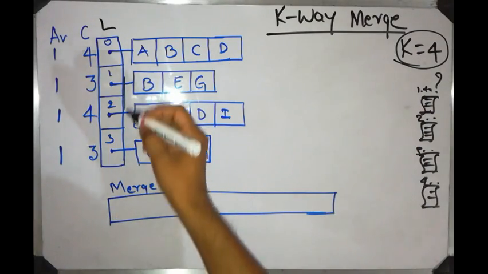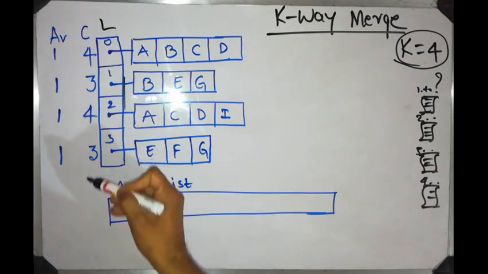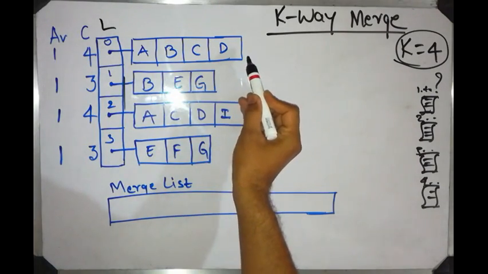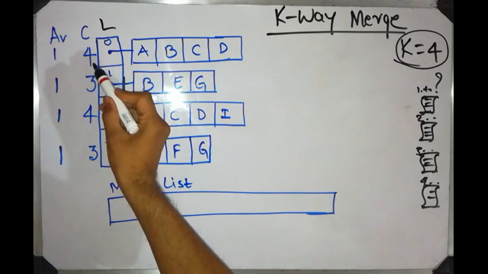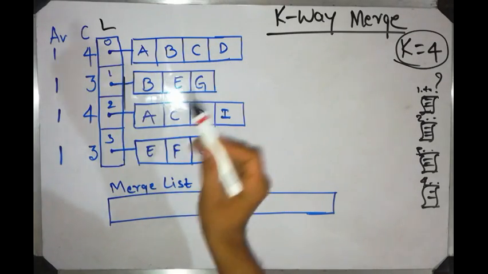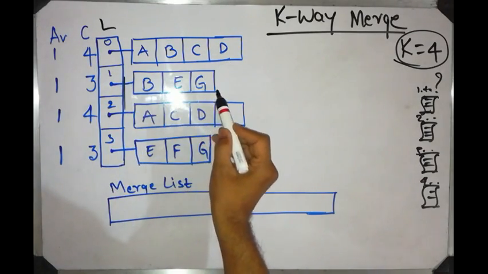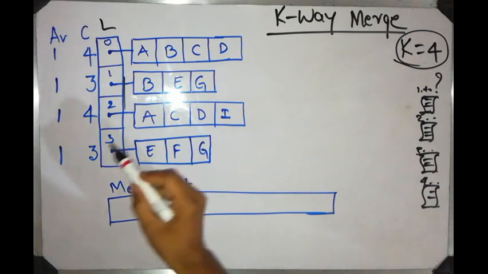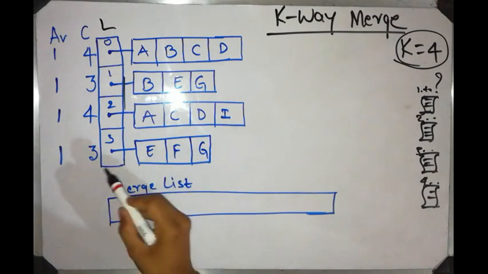Now initially, even before we start, we need certain things. We need to know how many names are there in each of these lists, right? So we know that there are 4 names in the first list, 3 names in the second, 4 names again in the third list, and 3 names in the fourth list.